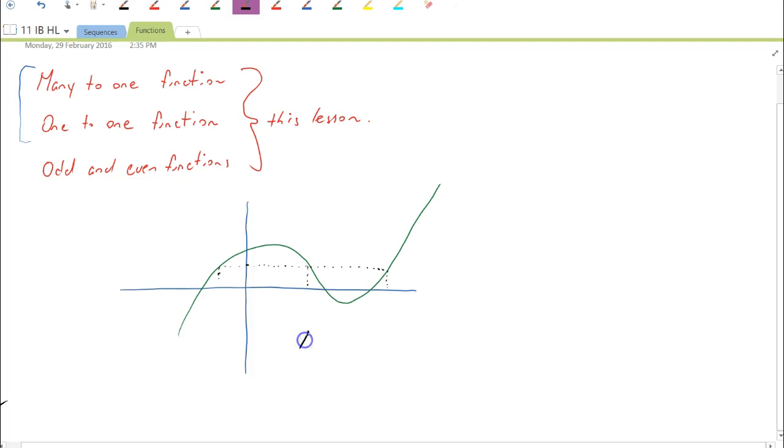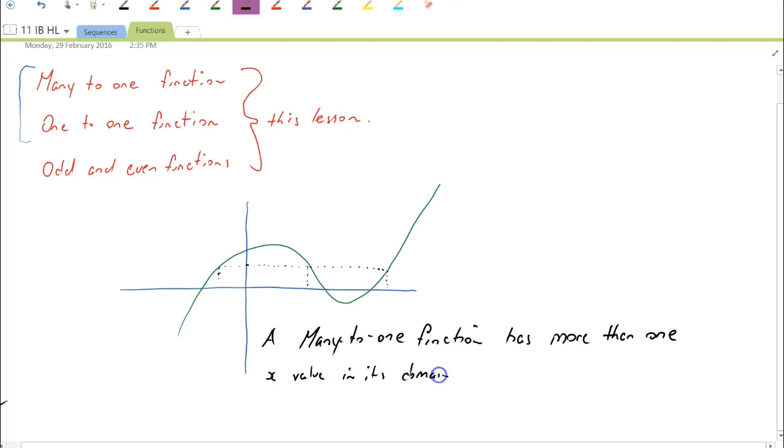So this is a many to one function. A many to one function has more than one x value in its domain for a particular y value in its range.